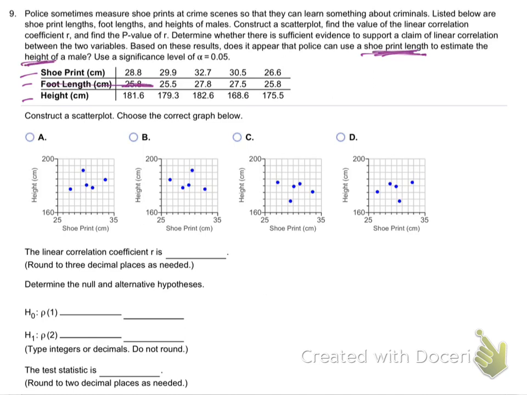So really, you can just cut out those middle numbers. They're just there to confuse us. We don't need them at all. We're just trying to connect shoe print and height to see if there's indeed a linear relationship. So put the shoe print in L1, put the height in L2. Let's see what we get.